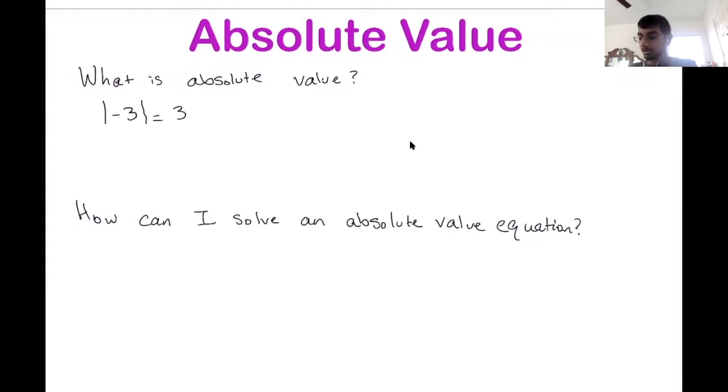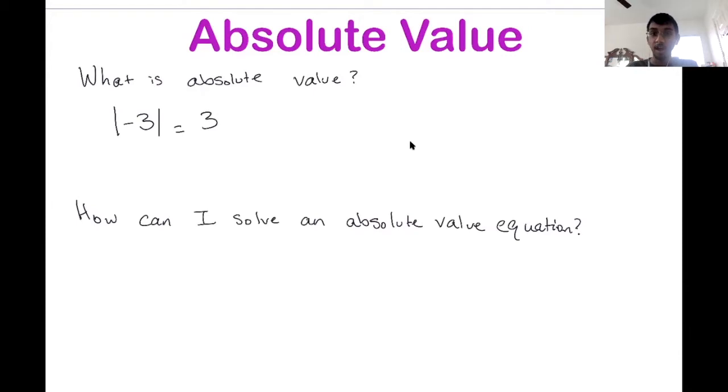So a couple of things here. First of all, our absolute value symbol is these two straight lines. I didn't draw it too straight, so I could try it again. But basically, you put a number or some kind of value inside of two of these lines, and that always equals a positive value. So we take the positive version of -3, which is 3.